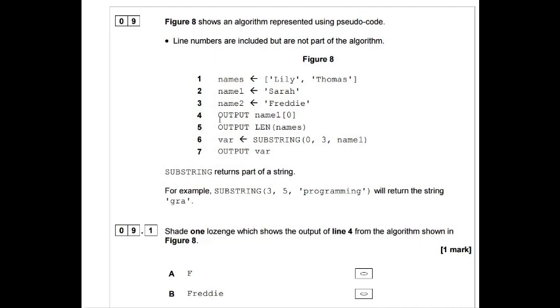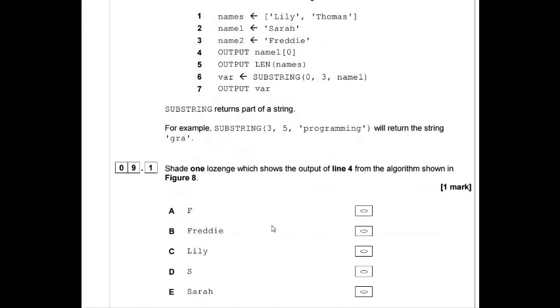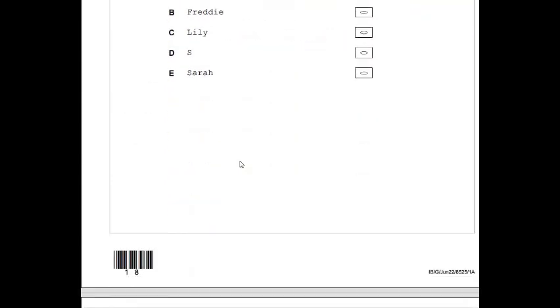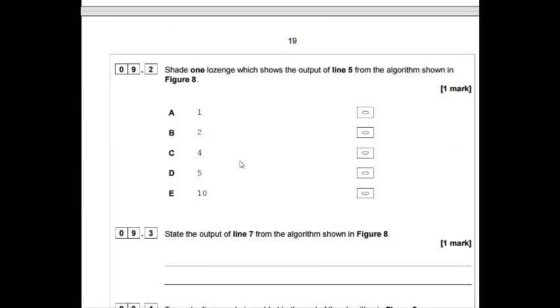So let's go to line 4. Going to have name 1. So we need to look for the variable name 1. And that is going to be S. Because we need to find in line 4, name 1 index 0 is S.